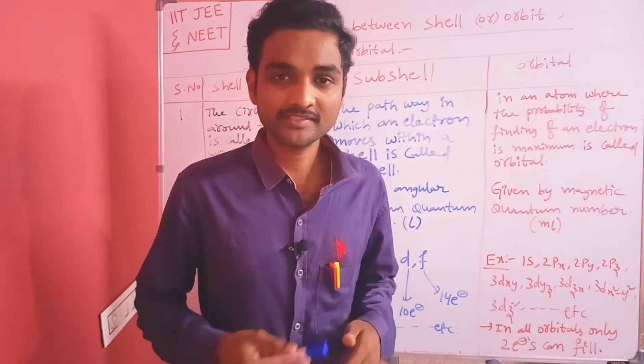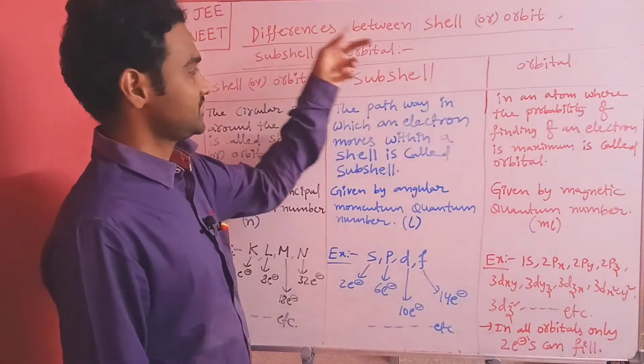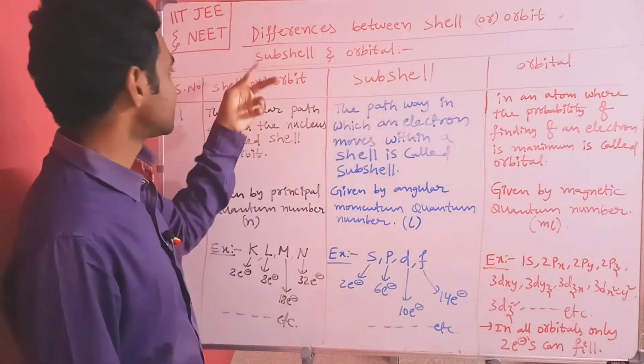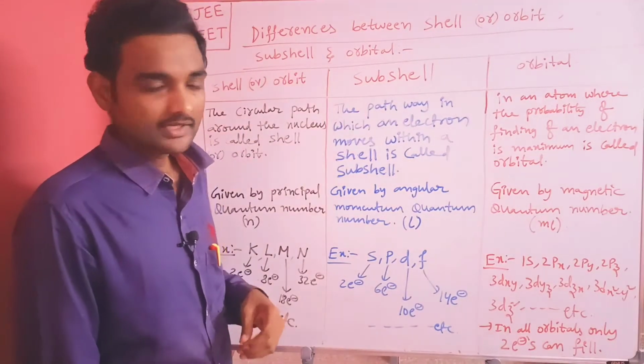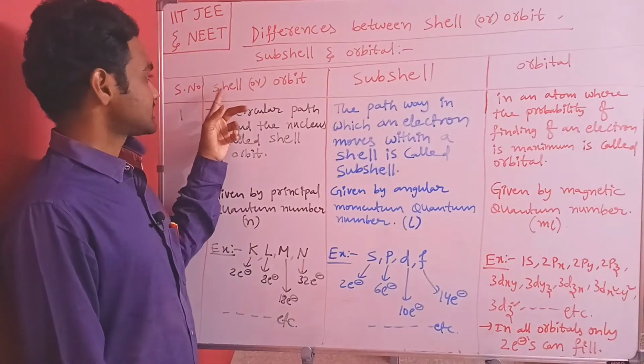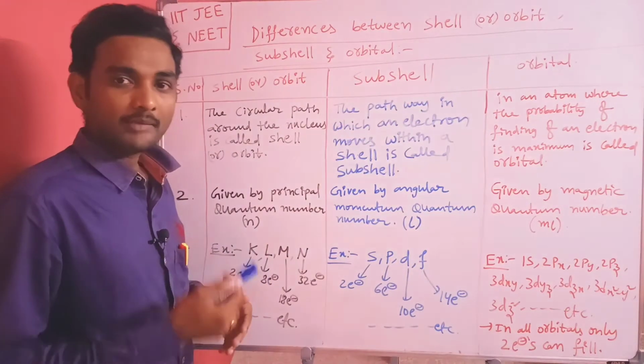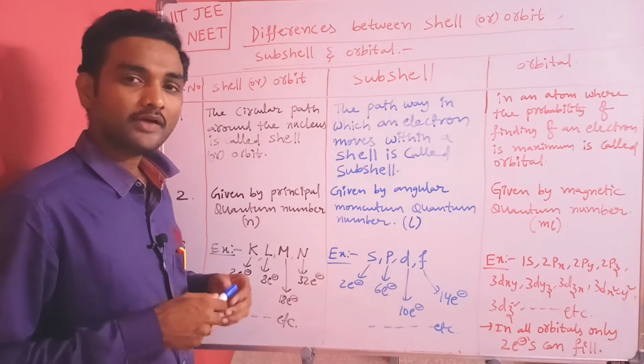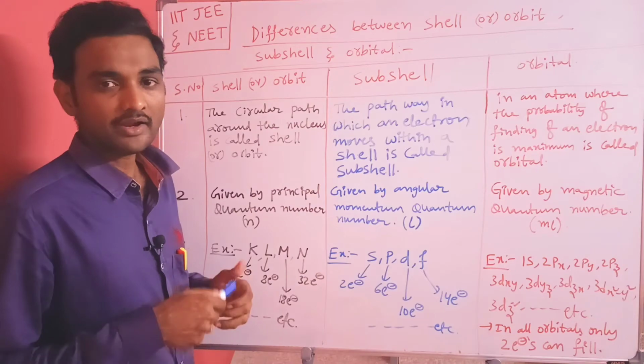Okay, today let me discuss the differences between shell or orbit, subshell and orbital. See, first, shell or orbit. What is the definition of shell or orbit? The circular path around the nucleus is called shell or orbit.